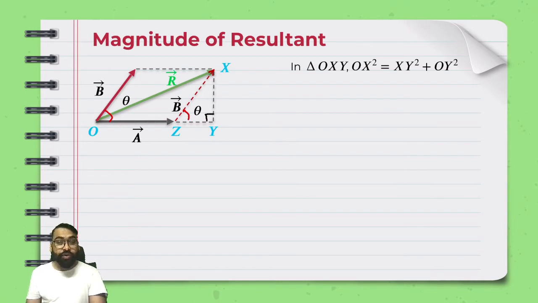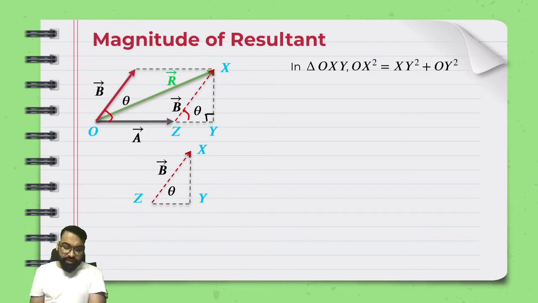What's the next thing that you can do? The next thing that you need to understand is that this length OZ, you know, is A. But do you know this length ZY? Right now you don't know it. Do you know this length XY? You don't know it.